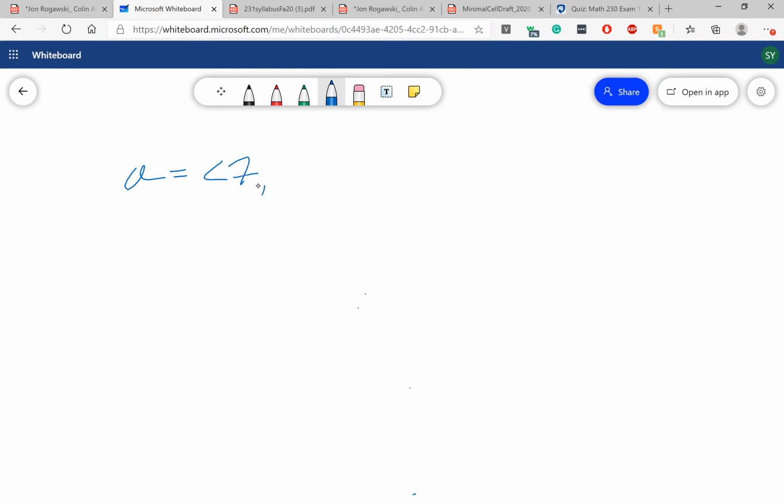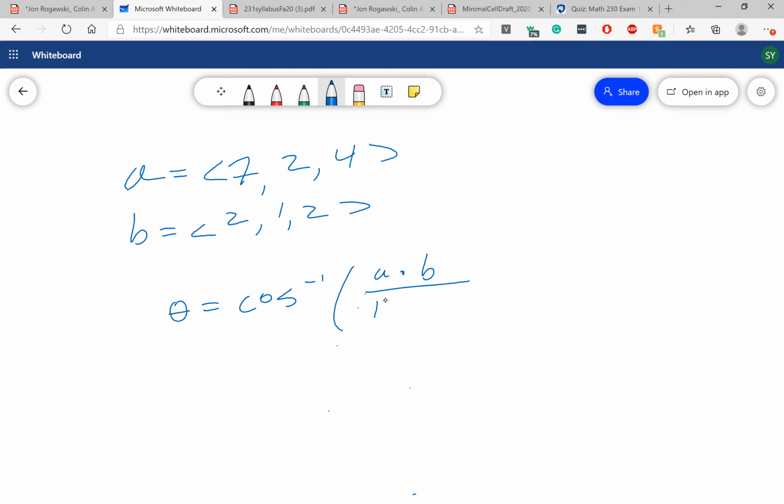A is 7, 2, 4. And B is equal to 2, 1, 2. So the angle between two vectors is equal to cosine inverse of the dot product between them over the magnitude of A times the magnitude of B. So first we need to figure out what the dot product is. A dotted with B is equal to 14 plus 2 plus 8, which is equal to 24.